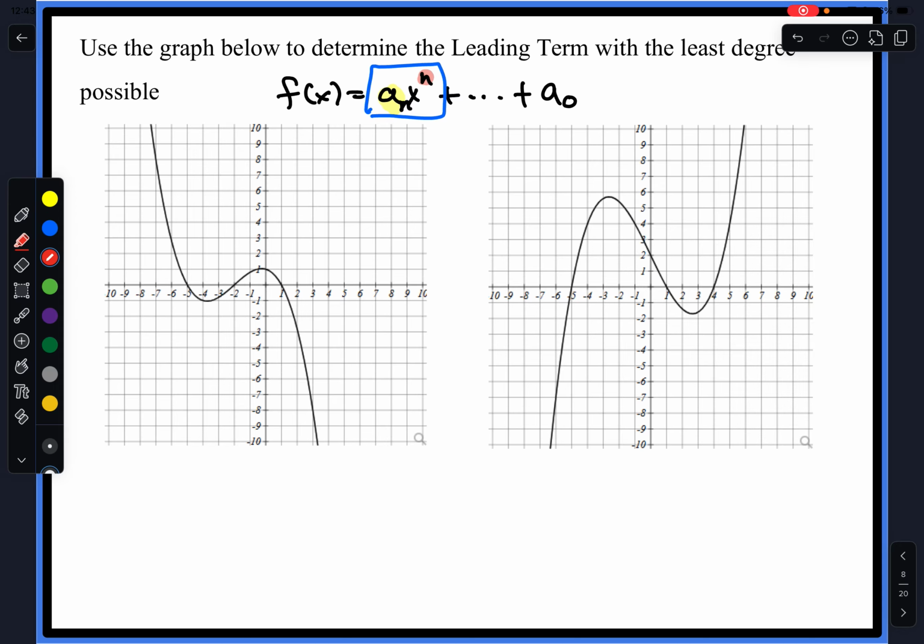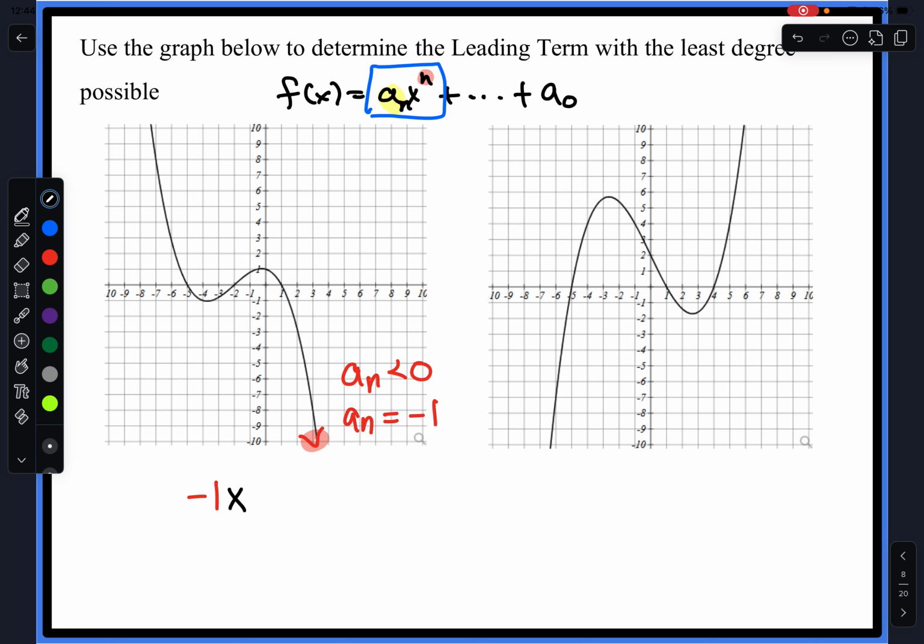Well, we can determine again the value of a sub n, the leading coefficient, by looking at the right side of the graph. Since the right side of the graph is pointing downwards, that means that the leading coefficient has to be a negative number. So a sub n has to be some negative number, and for simplification purposes, let's assume that value is going to be negative 1. So our first term has a negative 1 x to a power.